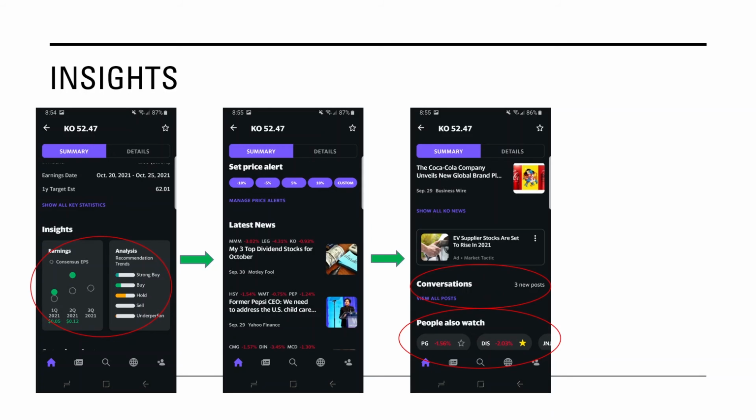The good part about Yahoo is also the people's also watch. So you're gonna find new stocks to look at, for example, Disney and Tesla. These are quotes or companies that other shareholders that look at Coca-Cola also look at. So you can build your follow list easier that way.